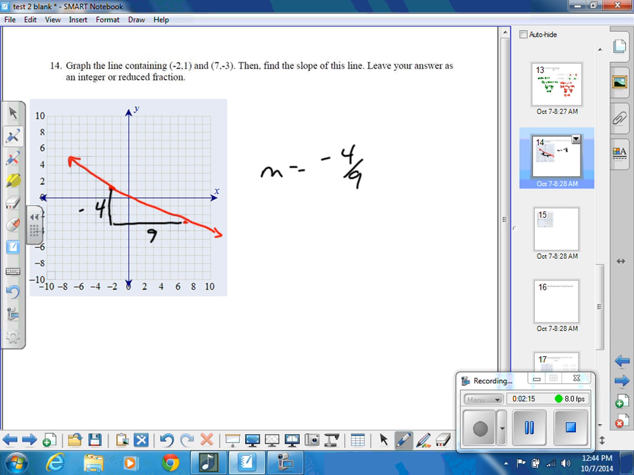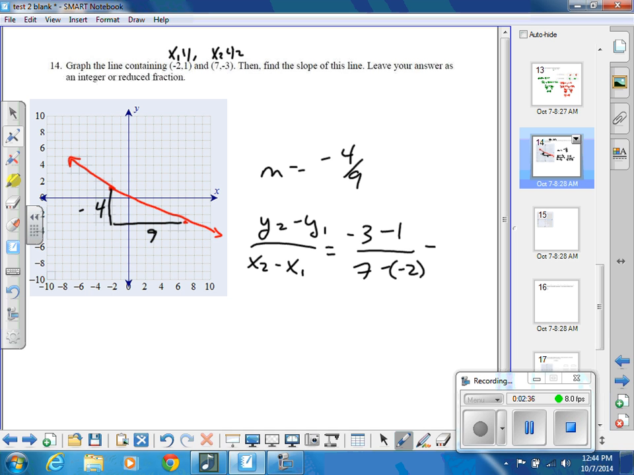Let's say I didn't know. I don't like this. What are you doing? It's freaking me out. Go to your trusty formula, and we're going to get the exact same thing. Watch. So if I make this x1, y1, and this x2, y2, I'm going to get -3 minus 1 over 7 minus -2. -3 minus 1 is -4. 7 minus -2 is 9. Same exact answer. It's up to you which one you prefer. Your teacher's not going to care. You can do it based on the graph. If you need to use a formula, use it. It's whatever's most convenient for you.